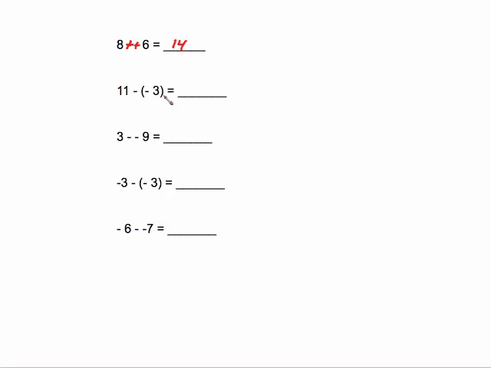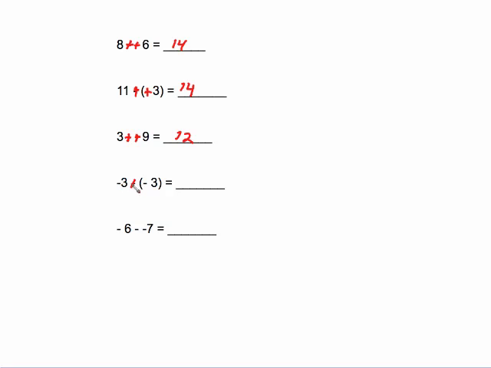You will notice sometimes on these problems the second number is in parentheses. It doesn't mean anything fancy. I think it's just a way to visually distinguish that from that. It's still an idea that keep, change, change. Keep the 11, change that, change that. That also is plain old 11 plus 3, which is 14. Keep, change, change. 3 plus 9 is 12.